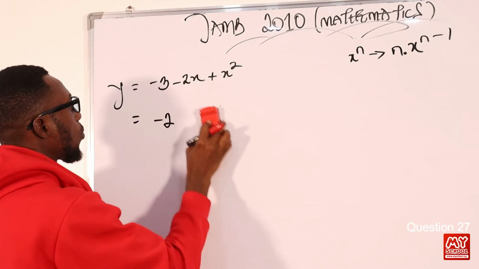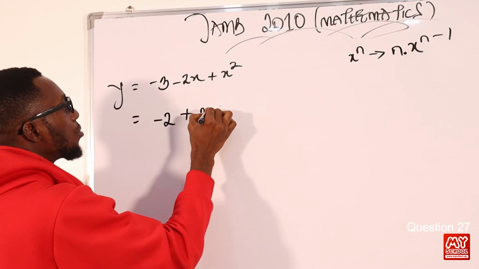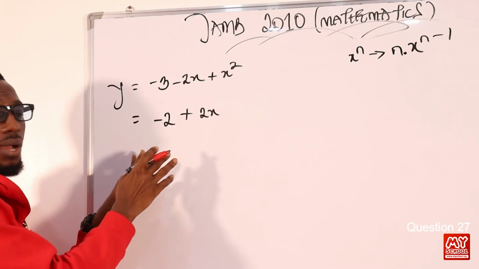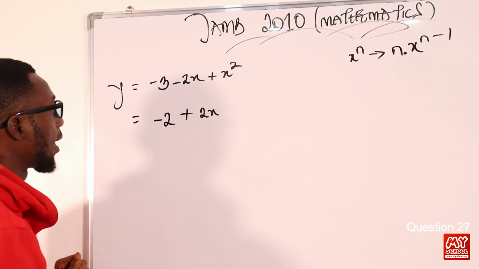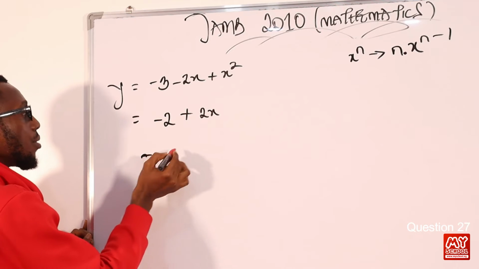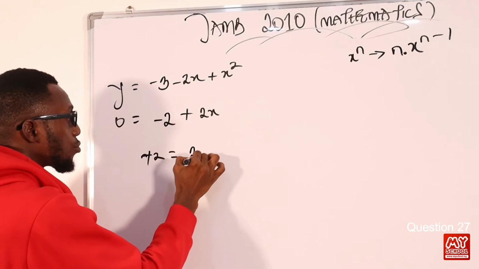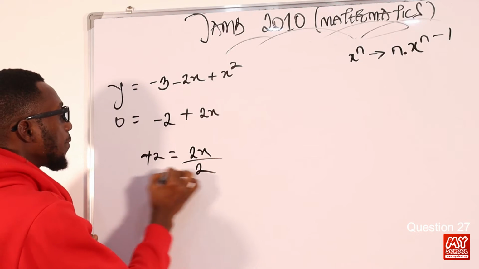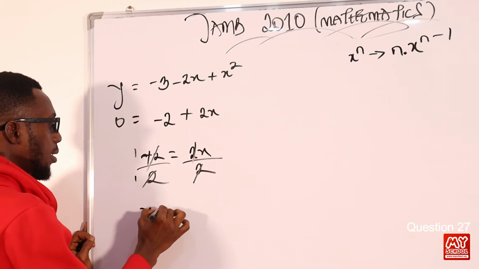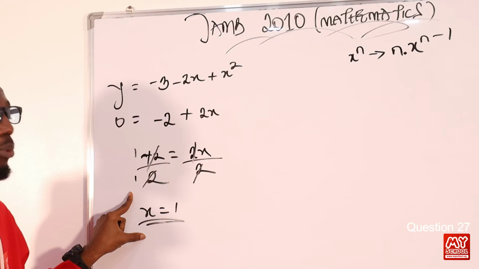So let's work with what we have. If I differentiate this, that will be plus 2x. Let's equate this to 0, remember that the gradient of a curve is 0 at that point. So I have minus 2, if I send it out, it becomes plus 2. Then I have 2x. Dividing both sides by the coefficient of x, there we have 1. So when x is equal to 1, this equation has its minimum value.